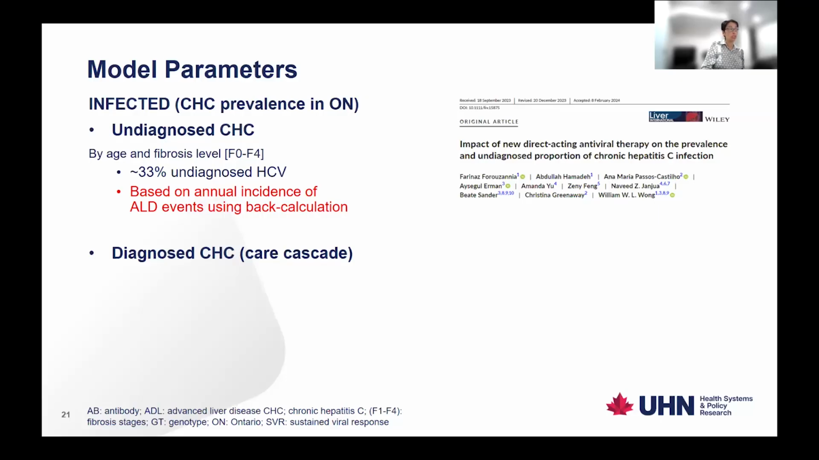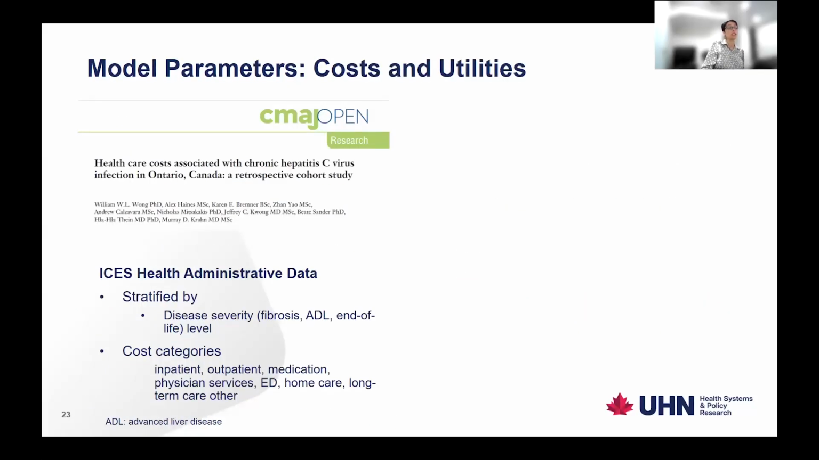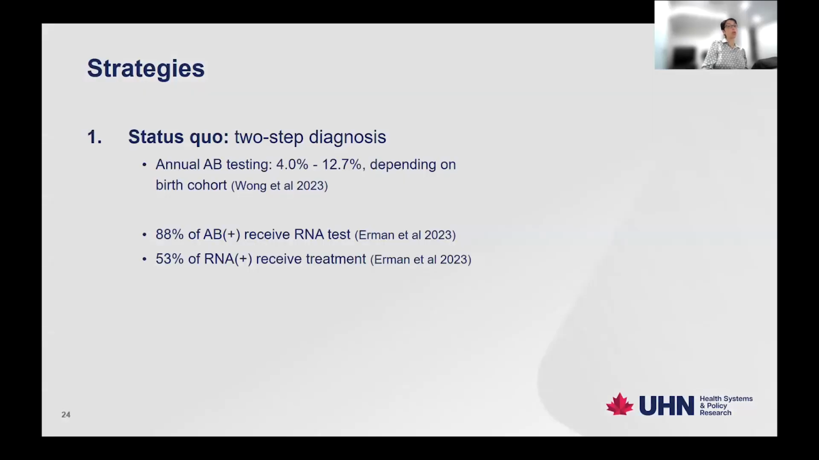Our second source was another ICES study that described how people are distributed across the hepatitis C care cascade. The third ICES study we used provided estimates for healthcare costs across different stages of the disease. And finally, health utilities, as well as transition probabilities between the states, relied on published systematic reviews and meta-analyses. So this is what we have about our model inputs.